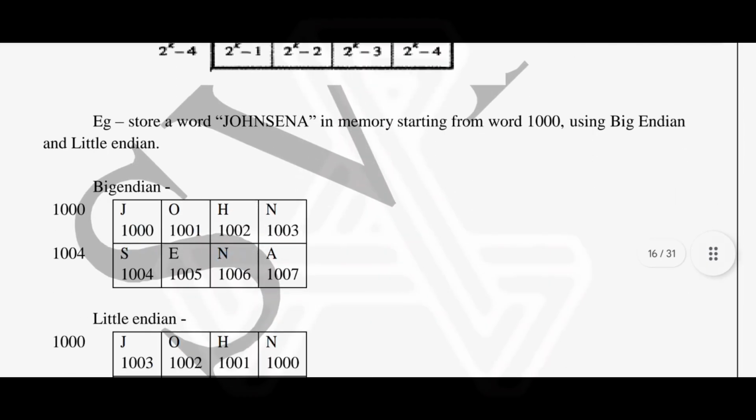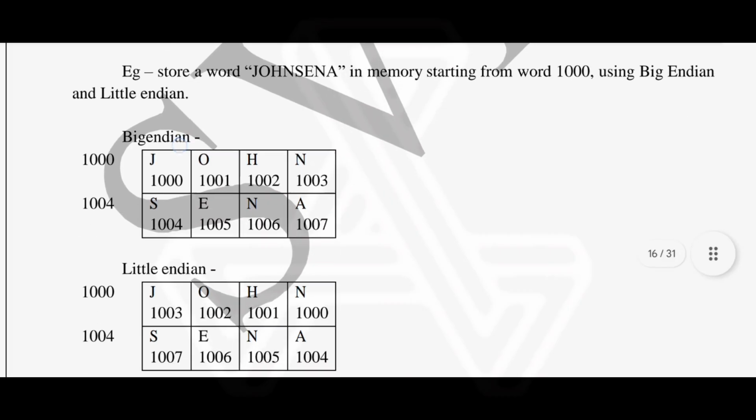Store the word John Cena in memory starting from address 1000 using the Big Endian and the Little Endian method. For Big Endian, John Cena is stored from 1000 up to 1004, for each of Big Endian and Little Endian. For Big Endian we have byte order 0, 1, 2, 3, 4, 5, 6, 7. But for Little Endian, we have 3 2 1 0.